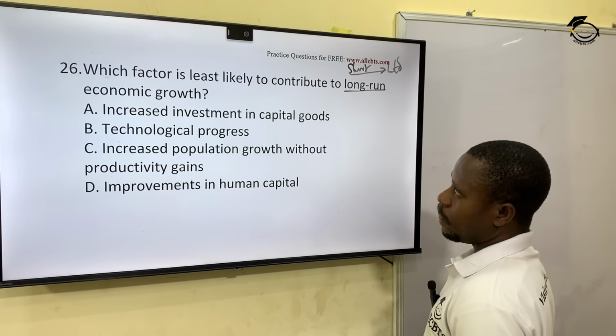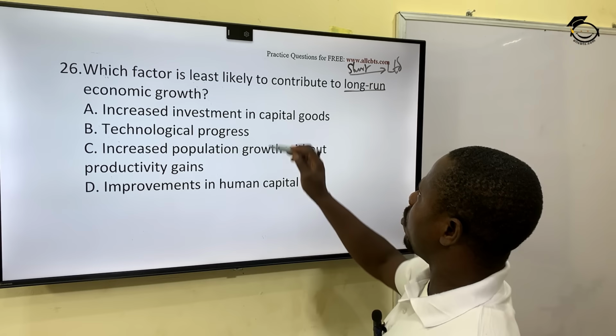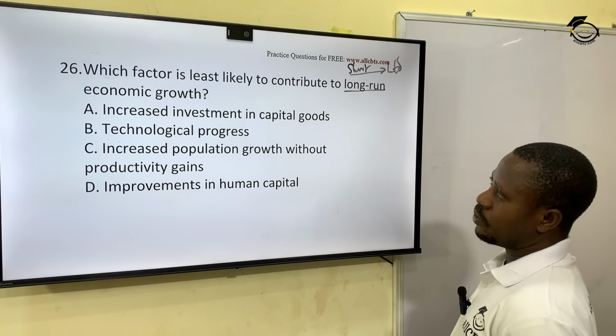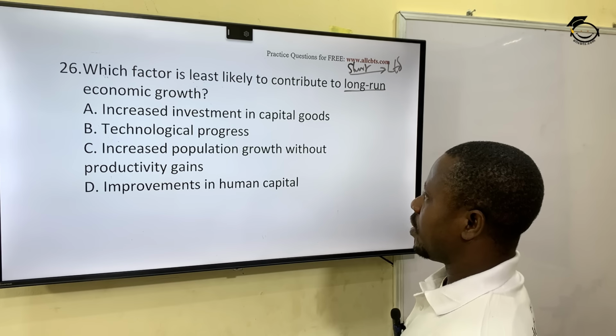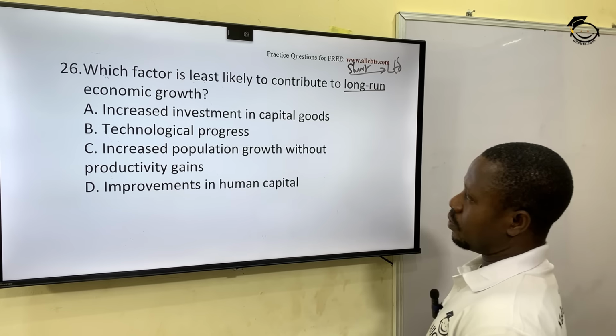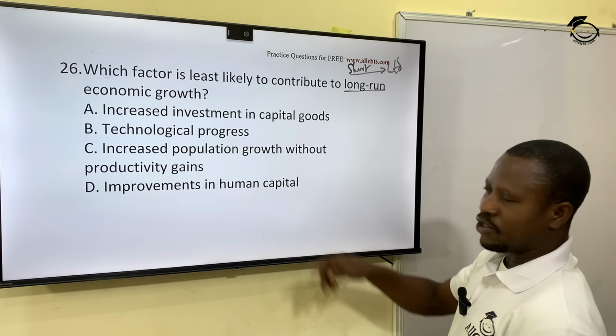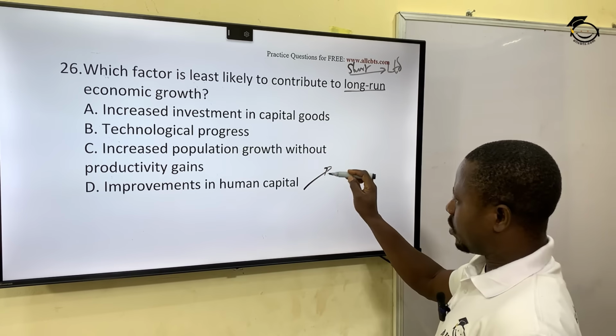All right? So which one is least likely to contribute to long run? Increased investment in capital goods, technological progress, increased population growth without productive gains, improvement in human capital. When there's human capital improvement, it means it's positive.